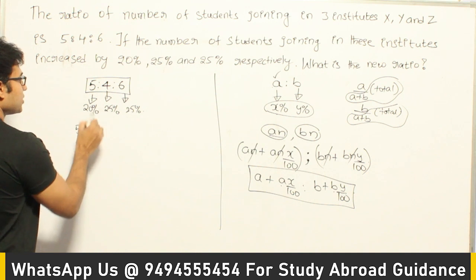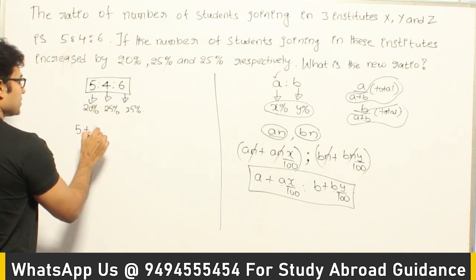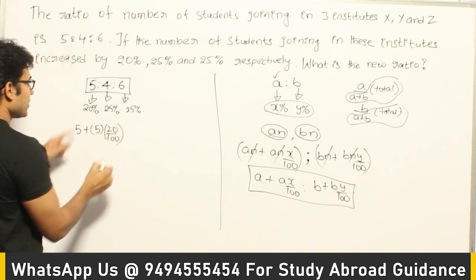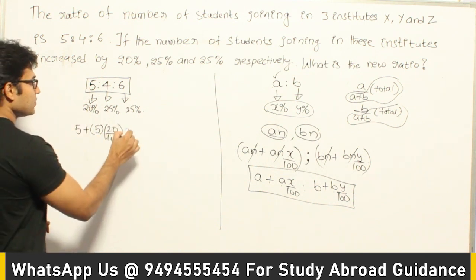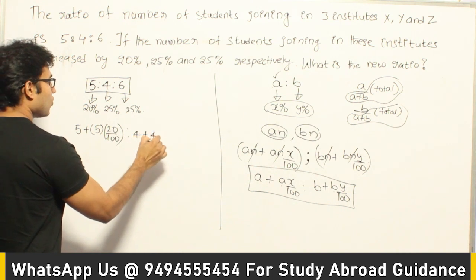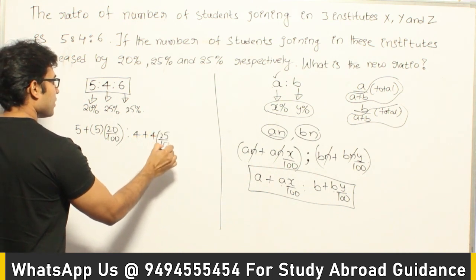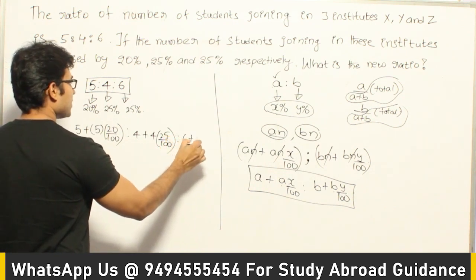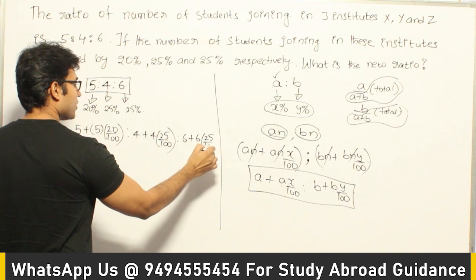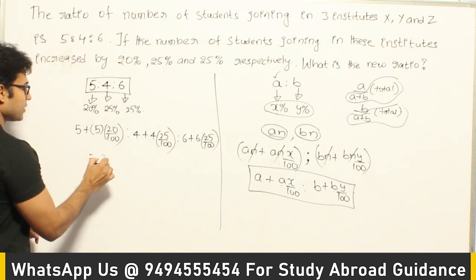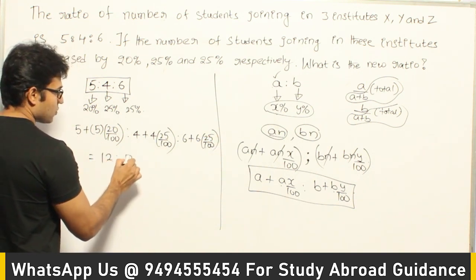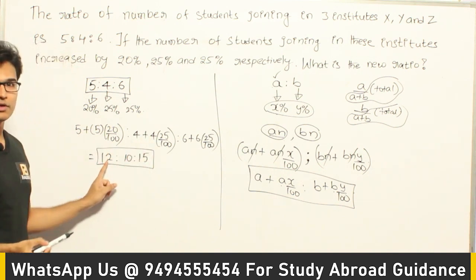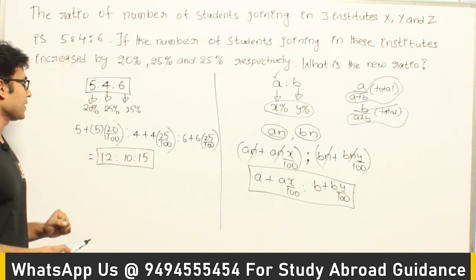I am just incrementing the ratios itself. 5 plus 5 into 20 by 100, which means I have incremented this value by 20%, is to 4 plus 4 into 25 by 100. I am incrementing this value with 25%, is to 6 plus 6 into 25 by 100. Now if we see the ratio, it is going to be 12:10:15. The final ratio is 12:10:15, right?